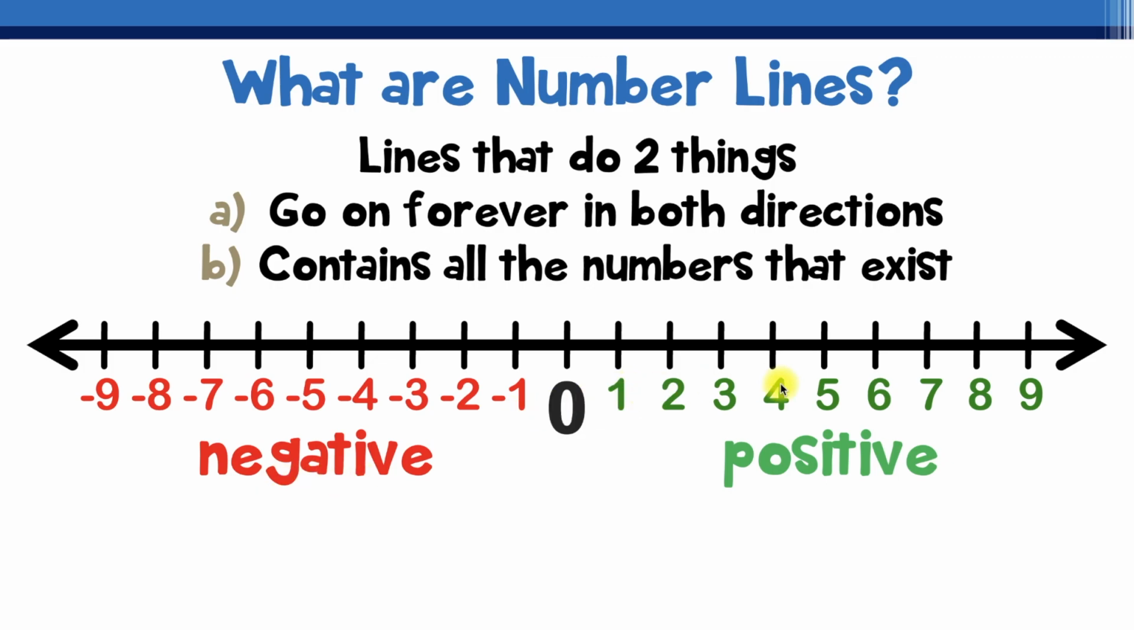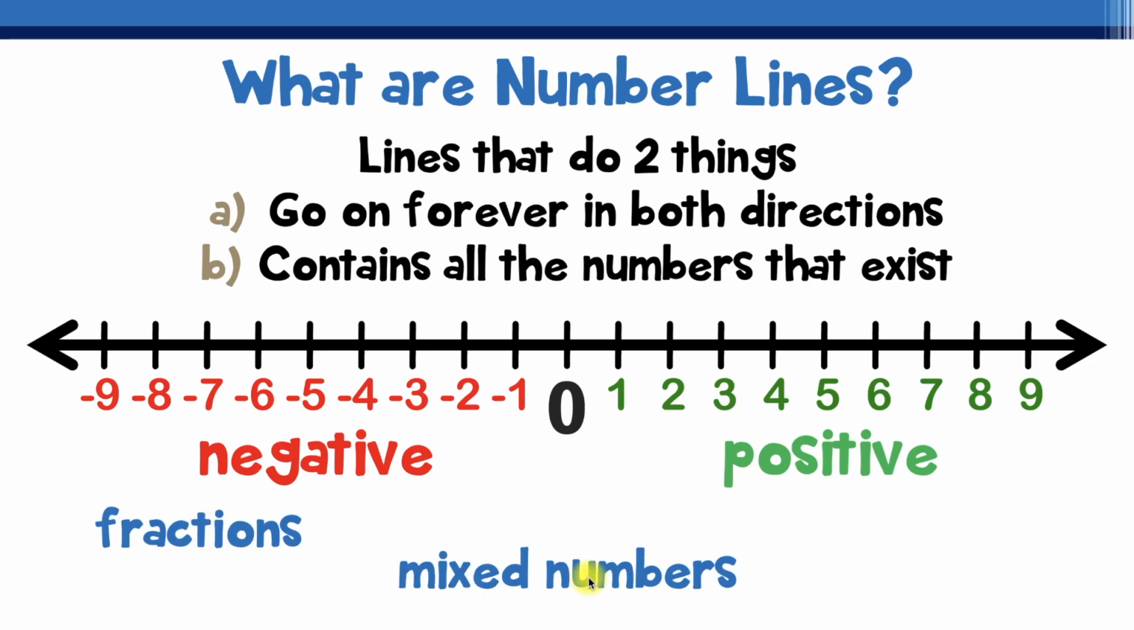Just because these are integers, in other words, positive numbers that are whole, negative numbers that are whole, or the number 0, it doesn't stop there. On the number line, you can also have numbers that are fractions, mixed numbers, or decimals. But we'll cover how that looks in a different lesson.